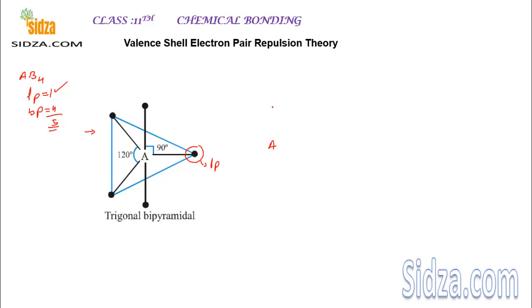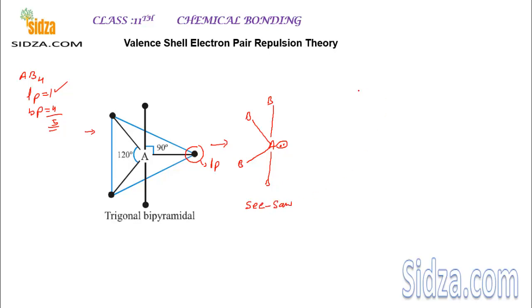The shape will look like this. So it will be like this, right? B atom is here, B atom is here, over here and over here, and now you have a lone pair of electrons at this position. Now, this is not a trigonal bipyramidal shape, right? This will be called a seesaw, right?